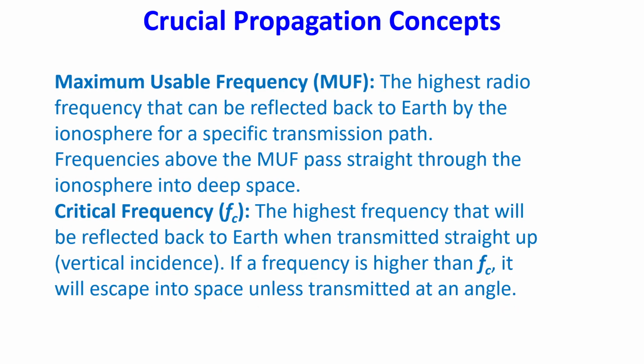Maximum usable frequency, MUF, is the highest radio frequency that can be reflected back to Earth by the ionosphere for a specific transmission path. Frequencies above the maximum usable frequency pass straight through the ionosphere into deep space.